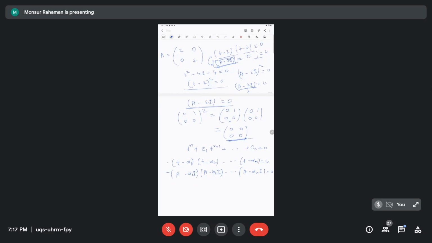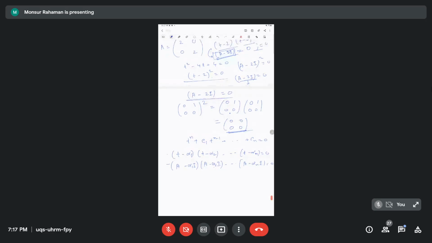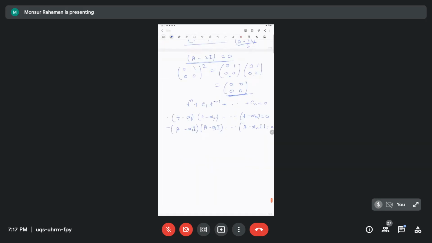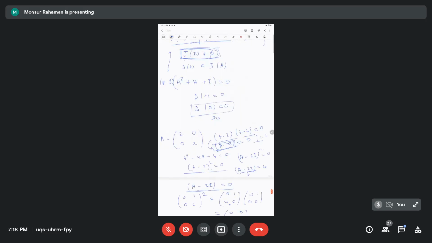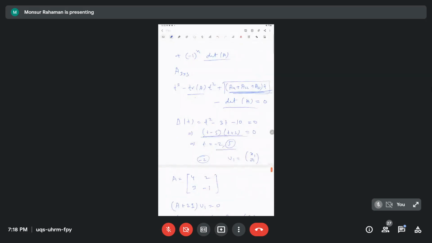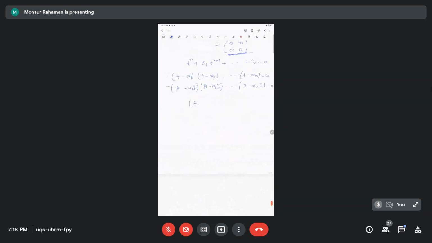Okay. So this is the minimal polynomial. What I'm saying here is that for distinct roots, you cannot delete anything. Suppose it has two different roots, like the previous one: t minus 5, t plus 2 equals 0. The corresponding matrix equation is A minus 5I and A plus 2I equals 0. So obviously you cannot delete anything. This is the minimal polynomial.